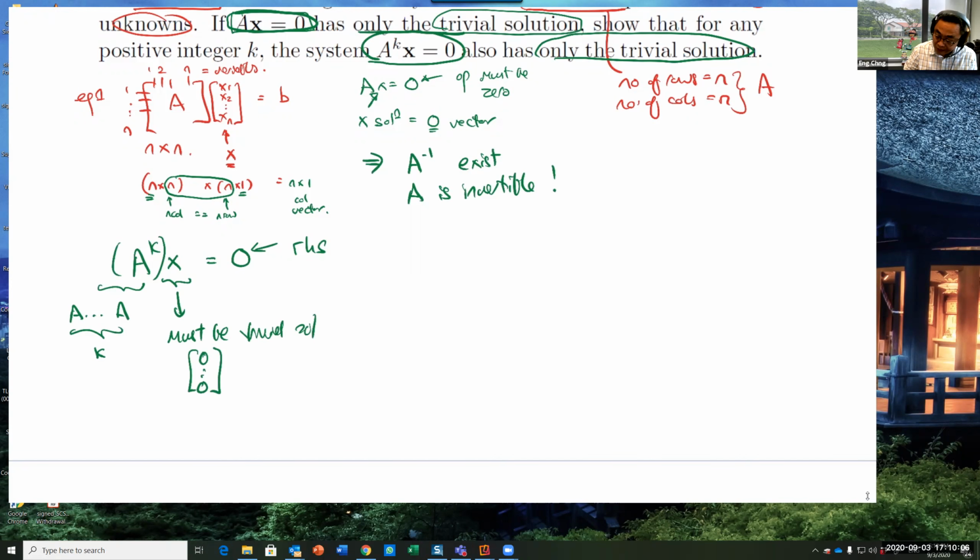What's the information he told us? He only told us that AX equals 0, and this is the trivial solution. But he didn't tell you about A times A times A up to k times. The trivial solution still exists. So how do we start?